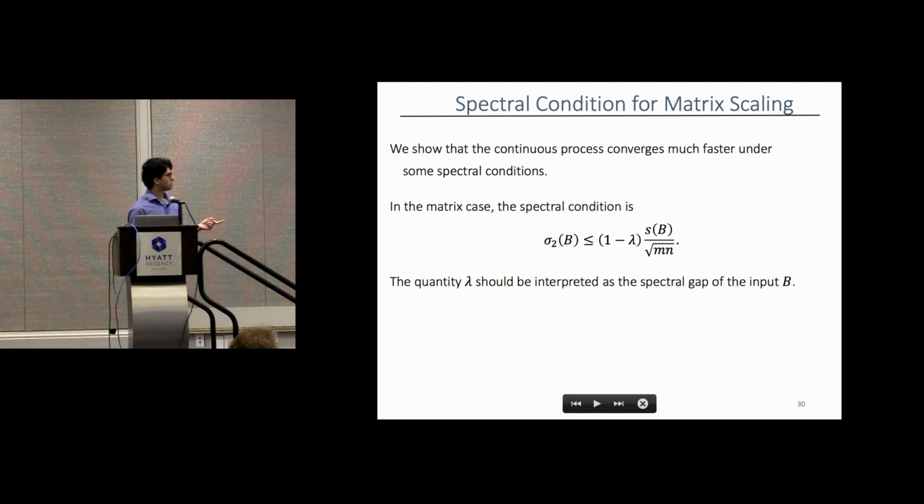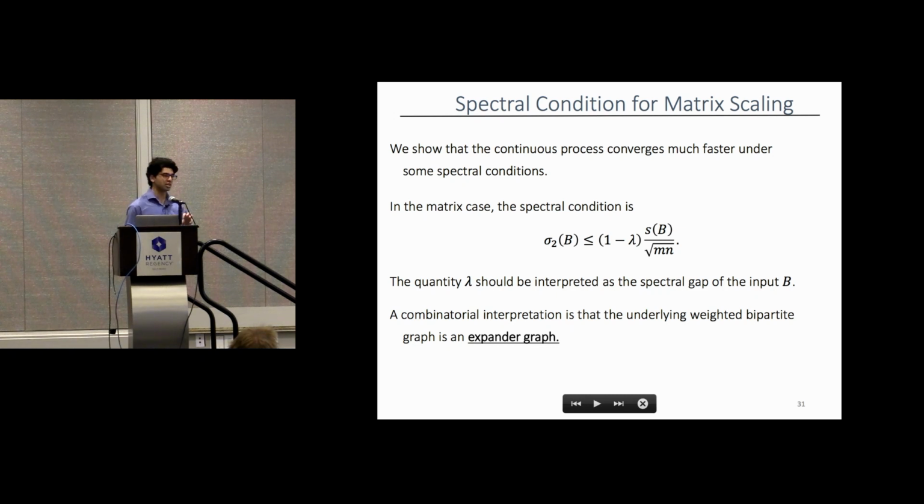This can be interpreted in an optimization perspective as something to do with strong convexity, but I won't really talk about that too much. I'll mention one optimization application later. There's another combinatorial interpretation, which is nice. Recall that B is the adjacency matrix of a bipartite graph. Then if that matrix has a spectral gap, you can imagine the underlying graph is an expander. So we're talking about certain better bounds if your graph is an expander. And another natural reason for this definition is that certain random distributions of matrices satisfy the spectral condition with constant spectral gap. So this gives evidence that this might be a good way to analyze these problems.